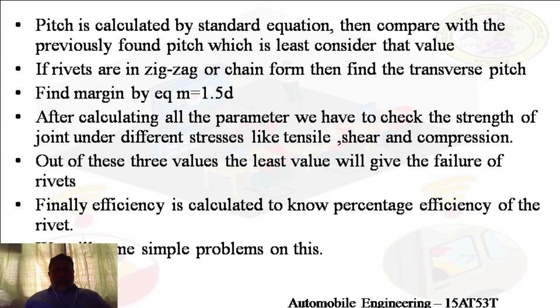I think you have already studied the basic knowledge of rivets, that a rivet has 3 parts: head, shank and tail. Basically the shank diameter is considered for calculation, so in our design procedure we will adopt the diameter of the shank. Then we go for finding the margin of the particular riveted joint, that is given by m = 1.5d, which is there in our data handbook.